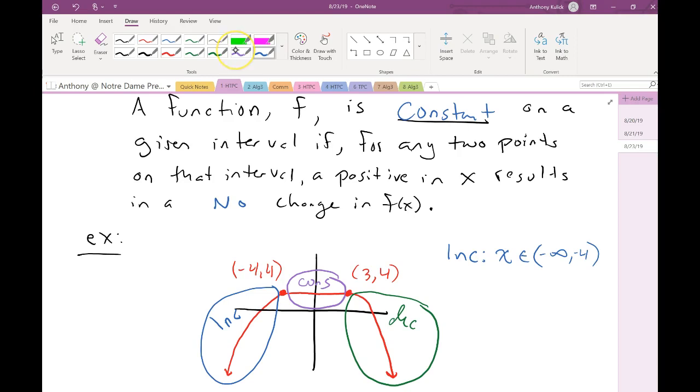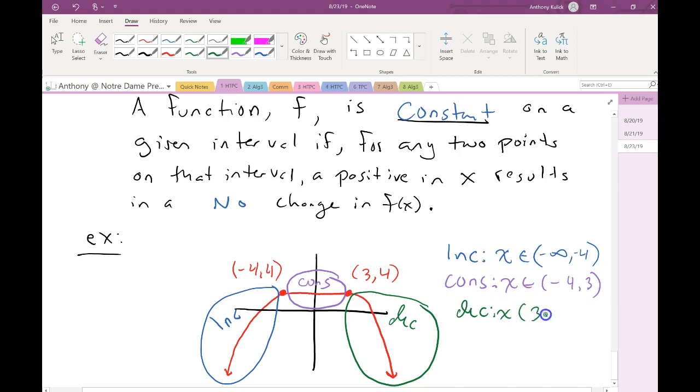Okay. The next interval we have is the constant part. How would I write that interval? Negative 4 to 3, and again, not including those negative 4 and positive 3, because that's where the function is transitioning from one kind of interval to the other kind of interval. And then the last part is the decreasing, or positive infinity, I think is what you mean. Again, you're looking at the x-axis.